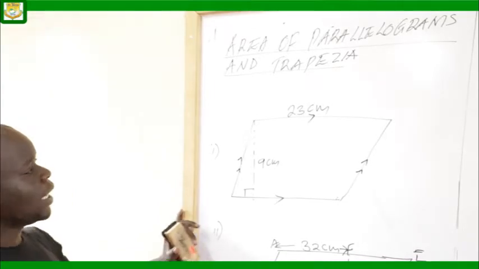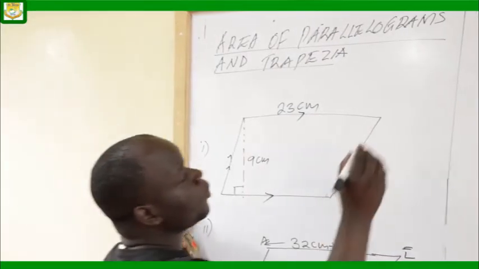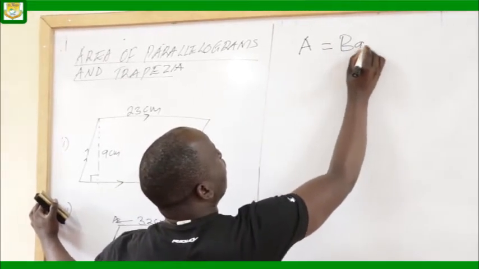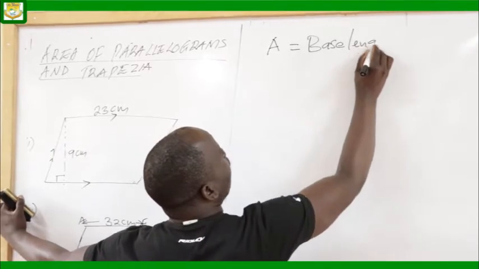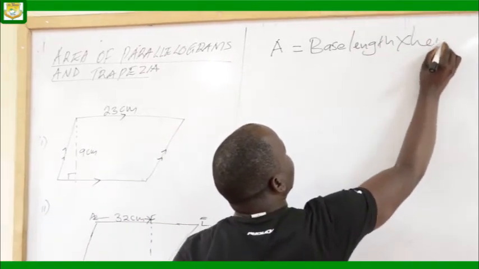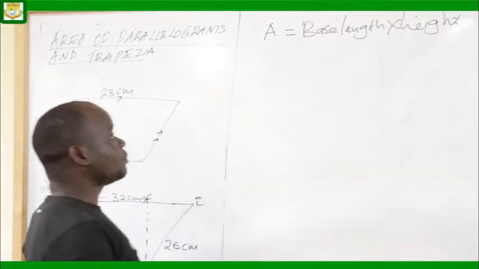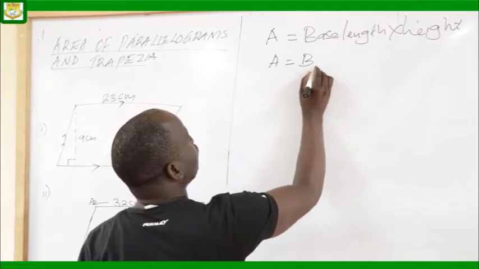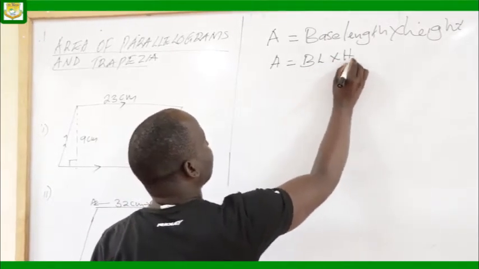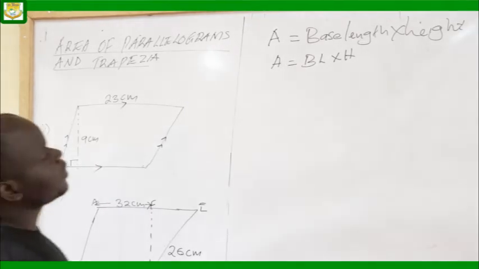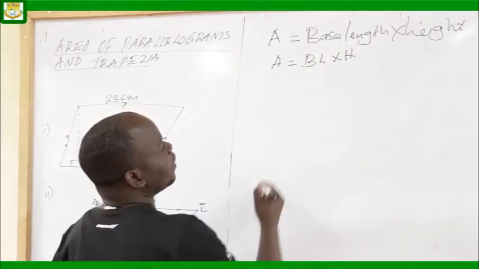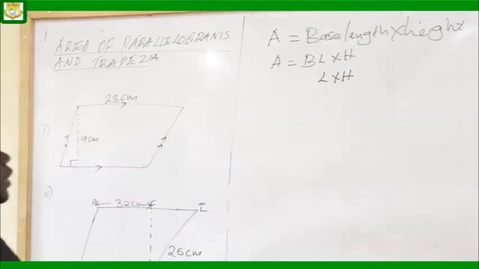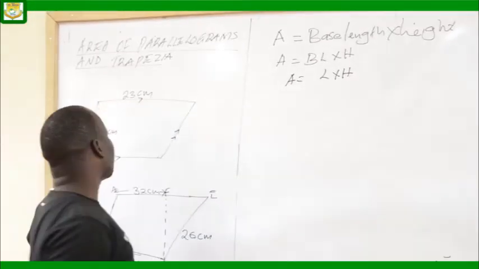Now, getting the area of a parallelogram is very simple. Area of a parallelogram is given by base length times height. Area equals base length times height. Sometimes this base length confuses learners. In other words, you can just say length times height, as simple as that. Area.